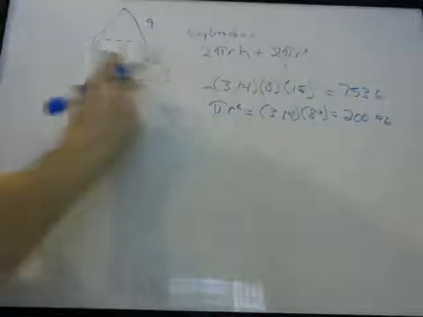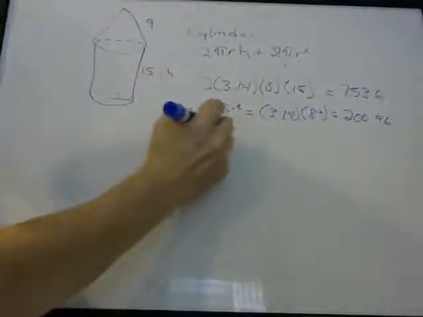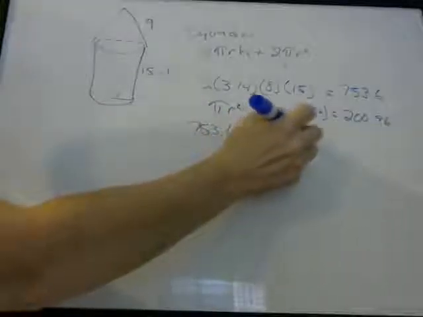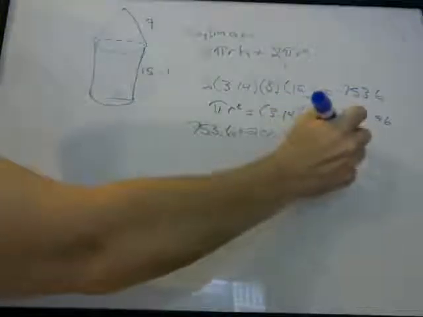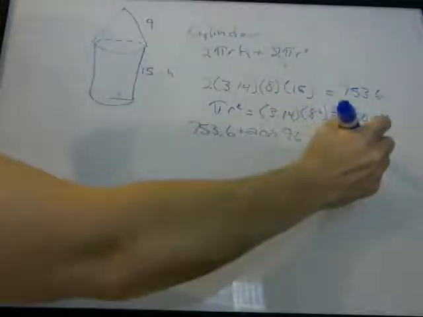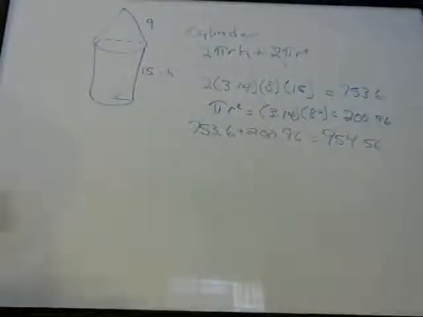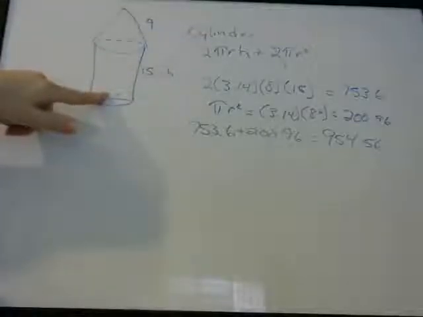200.96. So if we add the outer side plus this base, we just add these together. So for the cylinder, this is the surface area, 954.56. So we took the area around plus the area of the base. That's the area of the cylinder.